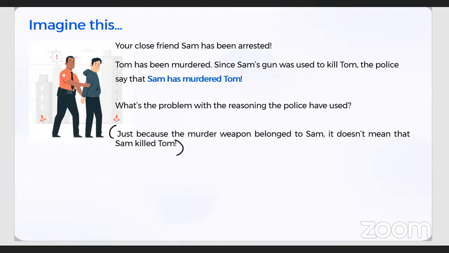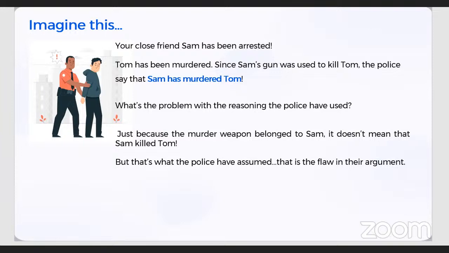Maybe somebody else took the weapon. Maybe the weapon was stolen. Maybe anything, just about anything could be the reason for Tom finally being murdered. It doesn't mean that Sam has gone and killed him. Okay, now the flaw in the argument is that the police have assumed that just because Sam's gun has been used, that means Sam has killed Tom. This is the flaw in their argument.